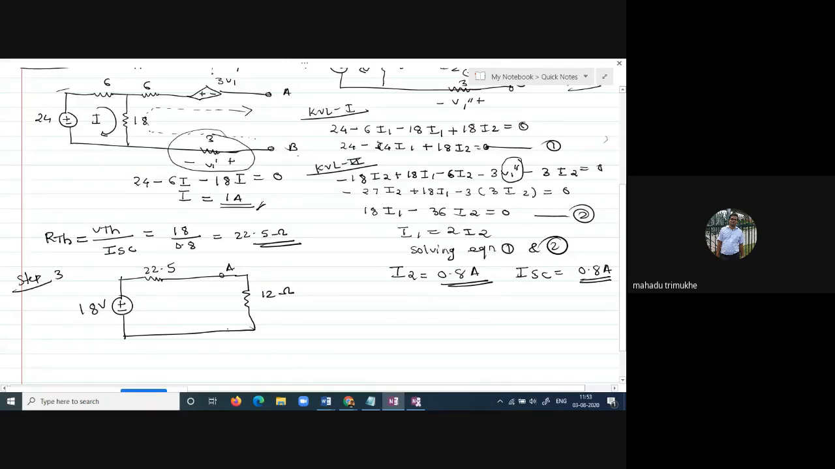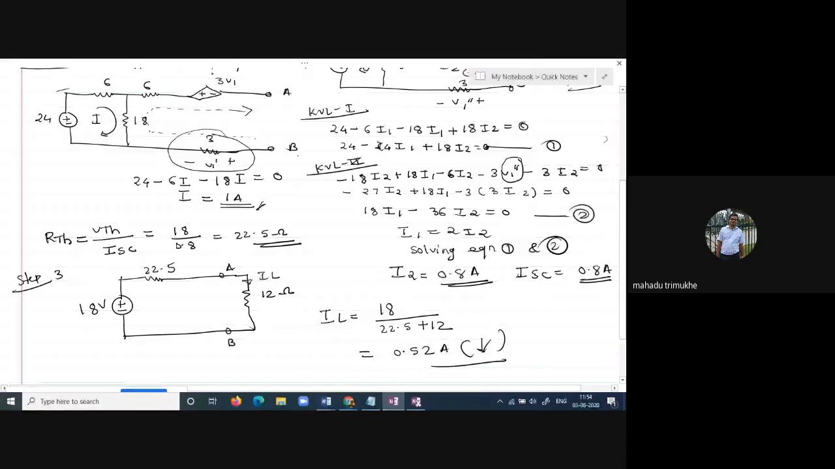So the points A and B are there. Now our aim is what? The current flowing through the load resistor RL, that means the current flowing through the 12 ohm resistor. You can easily find IL is equal to your voltage 18 divided by the sum of resistors, 22.5 plus 12. So now you will get IL is nothing but 0.52 ampere. That way you have to find out the current flowing through the load resistor RL by using the Thevenin theorem. Okay, is this clear?